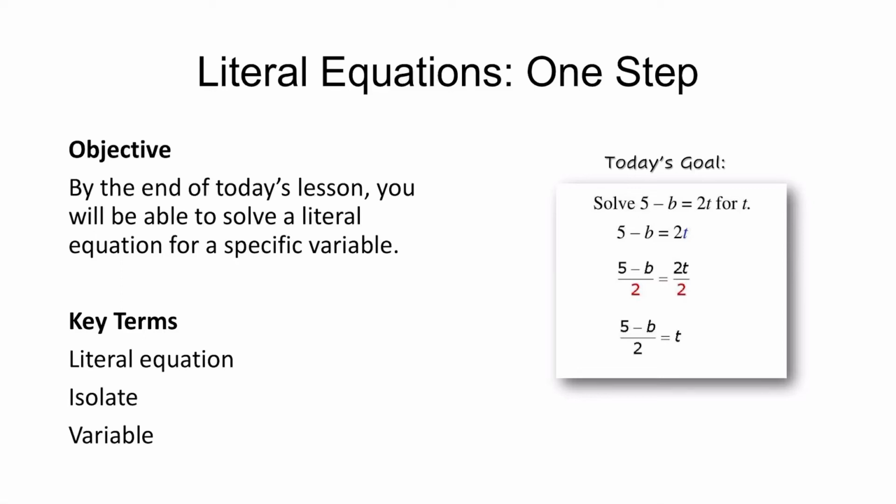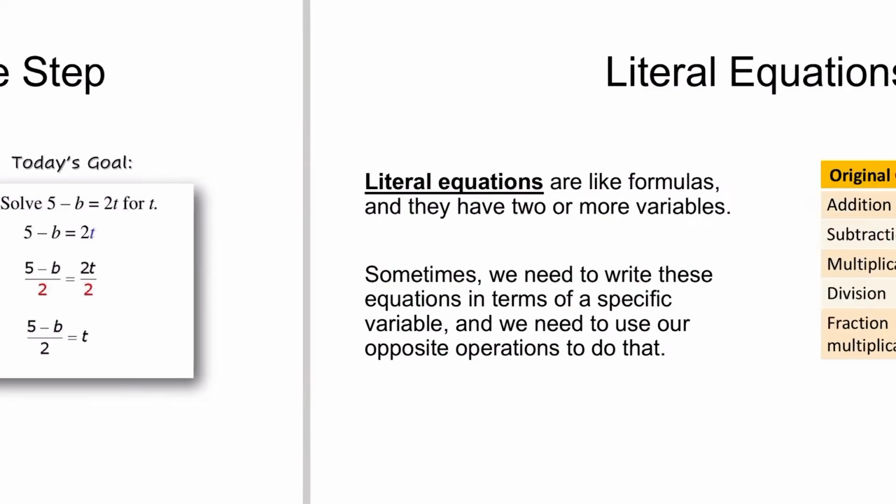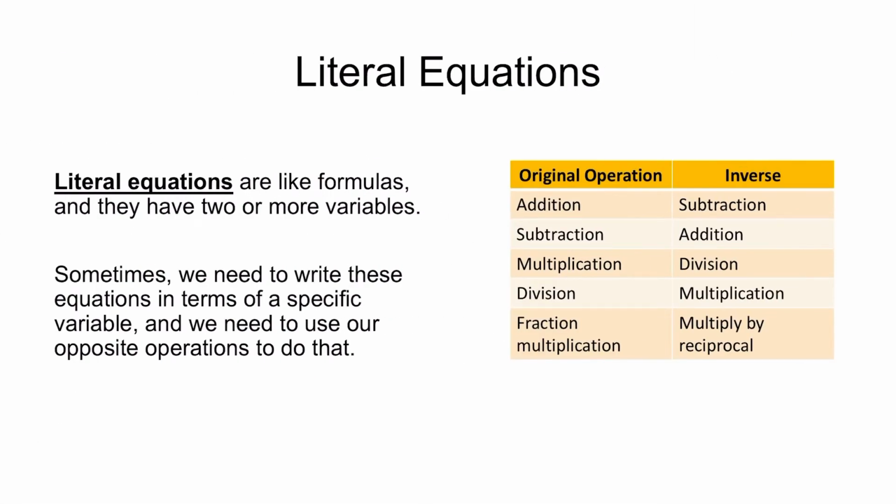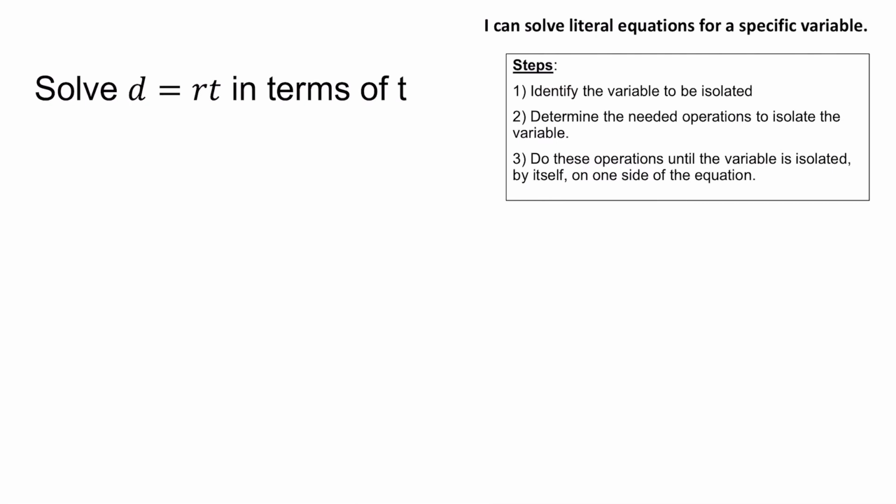In this video, we're going to talk about how to solve literal equations for a specific variable. So literal equations are like formulas. They have two or more variables, and sometimes we need to write these equations in terms of a specific variable, and we're going to use all of these opposite operations that we've been talking about in order to do that. So let's try some examples.